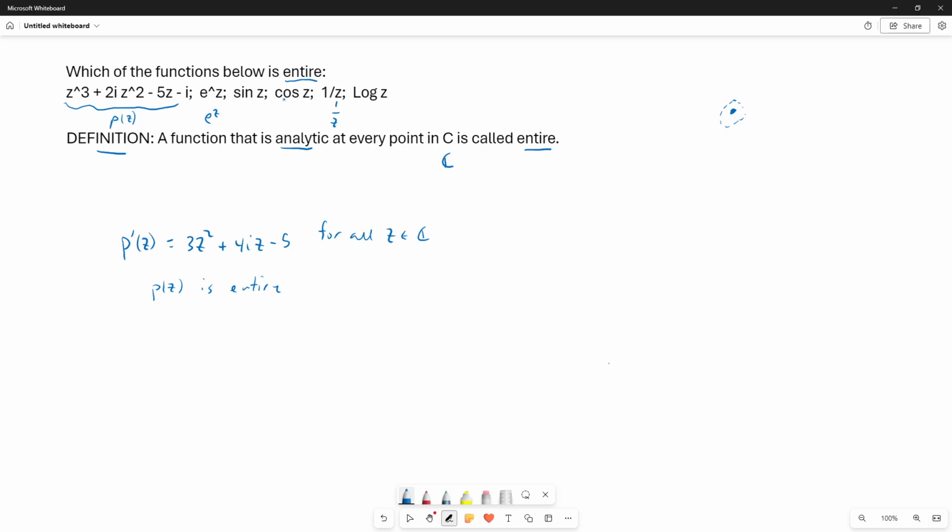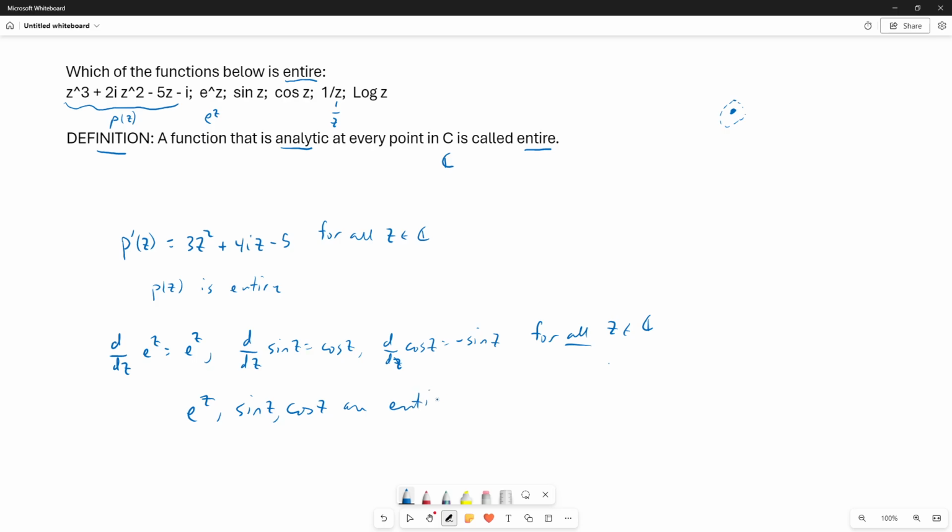And similarly, e to the z, sine z and cosine z are also entire. The derivative of e to the z is e to the z. The derivative of sine z is cosine z. And the derivative of cosine z is negative sine z. And these equations hold for all z in the complex plane. And that means that e to the z, sine z, and cosine z are entire functions. They are entire.